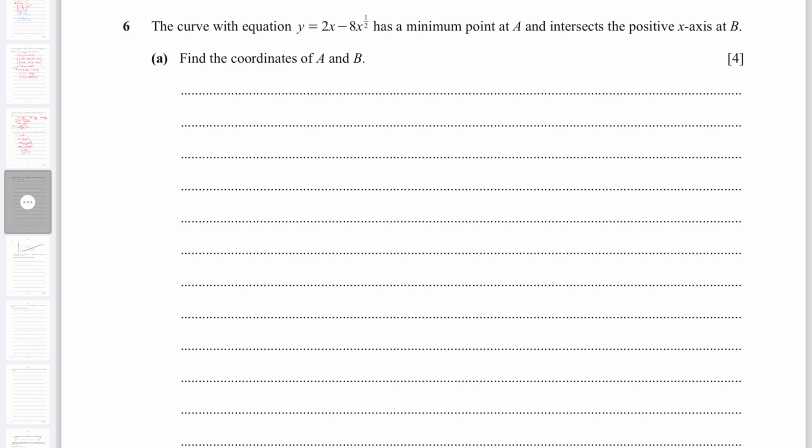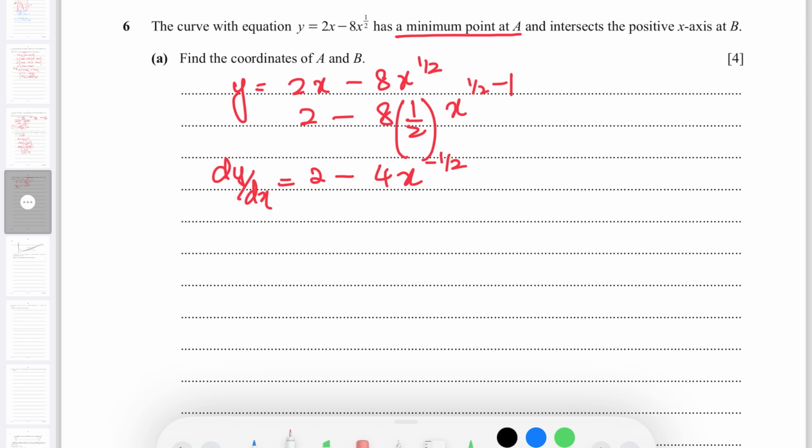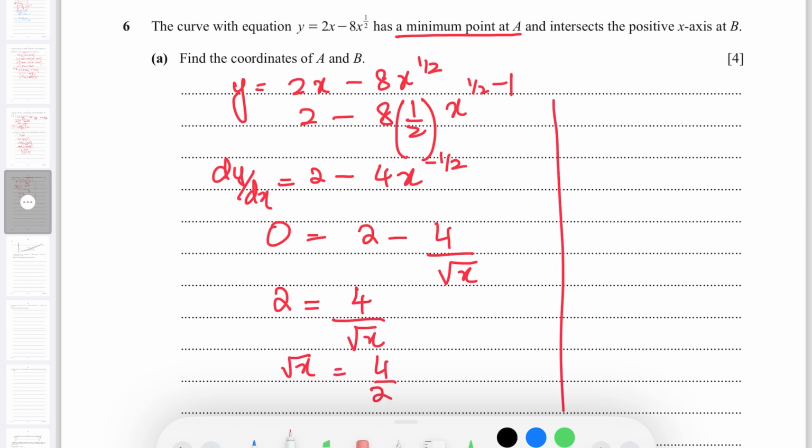The curve with equation this has a minimum point at A and intersects the positive x-axis at B. Minimum point means the differential is equal to 0. Let's differentiate it. 2 minus, bring the power down, subtract 1 from the power. The differential is equal to 0. So A becomes 4 comma.